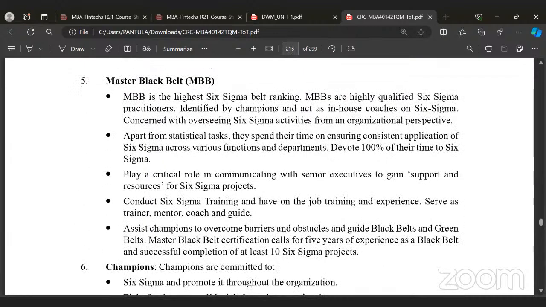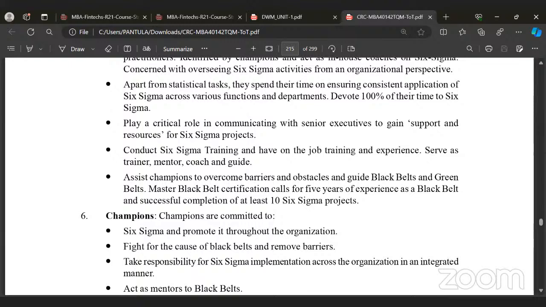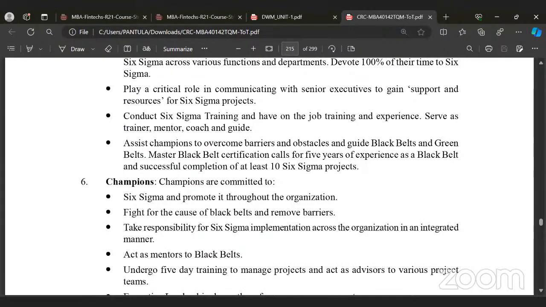Then master black belt, the highest Six Sigma belt ranking. A highly qualified Six Sigma practitioner identifies the champions and acts as in-house coach, overseeing the overall Six Sigma activities of the organization. Apart from statistical tasks, they spend time ensuring consistent application of Six Sigma across the various functional departments, and devote 100% of their time to Six Sigma. They play a critical role in communicating with senior executives to gain support.